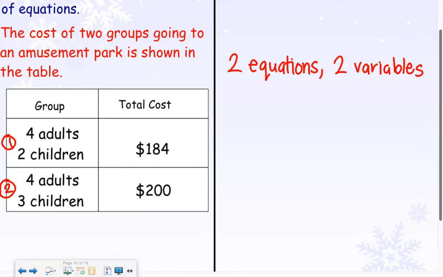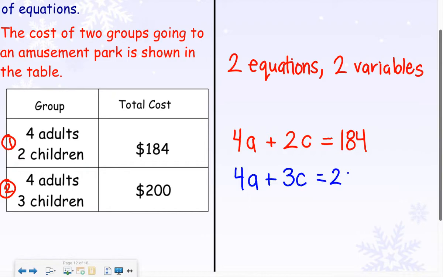So we're going to write for adults. So 4 times the adults plus 2 times the cost of a child ticket is $184. So that's my equation for the top row of my grid. Then I have 4a plus 3c equals 200.